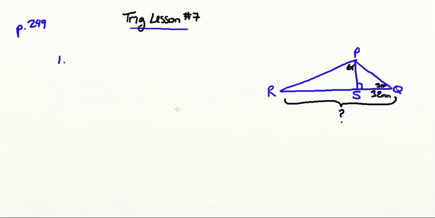Trigonometry Lesson number 7, more problem solving using trigonometric ratios. This is starting on page 249.